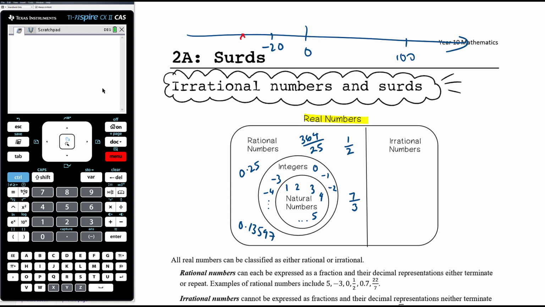Anything on the number line is a real number, and those real numbers are either rational, that is, they can be written as fractions, or irrational, that is, they can't be written as fractions. So irrational numbers are where surds sit.